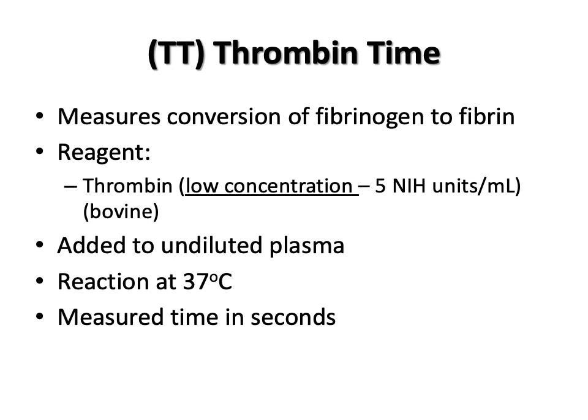The reagent is thrombin. Historically, thrombin was bovine-sourced, but currently human thrombin is used. The concentration is pretty low at only 5 NIH units per mil. NIH stands for National Institutes of Health. One NIH unit is equivalent to 1.1 to 1.3 international units of thrombin.